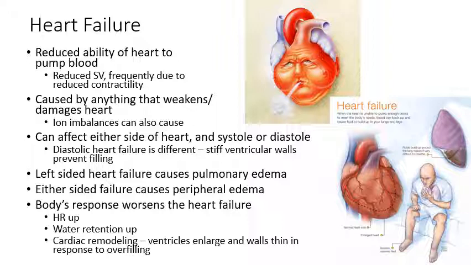Another thing the body does in response to reduced cardiac output is to start releasing hormones like angiotensin II and aldosterone and ADH. The ultimate effect of these hormones is to increase water retention in the kidneys. That increases blood volume, and when you increase blood volume, you increase blood pressure, which in general increases the flow of blood around the body. But in this case, it's just overloading the heart further.